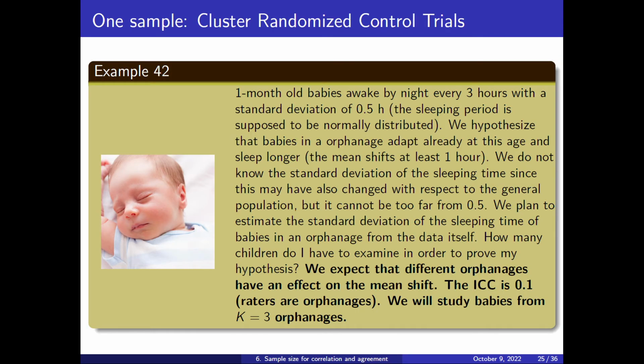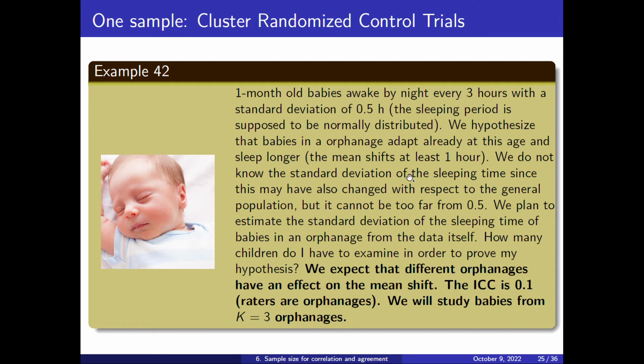So you may remember from the first lecture on the calculation of the sample size for means this problem. Let's say that 1 month old babies awake by night every 3 hours with a standard deviation of 0.5 hours. And we assume that the sleeping period is normally distributed. And our hypothesis is that babies that are not attended, like in an orphanage, adapt at this age of 1 month old, and then they start to sleep longer because they are not attended anyway.